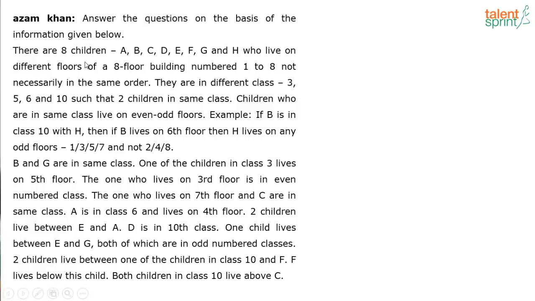So let's first list down the 8 floors. That is fixed, right? 1 to 8. So 1, 2, 3, 4, 5, 6, 7, 8. The 8-floor building is fixed. We have to fix the persons and the classes there, right? So let's make a note of the points. B and G are in the same class. So we need 4 groups basically. So B and G is one group.